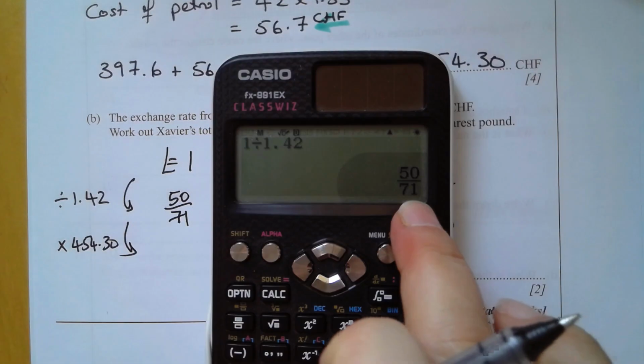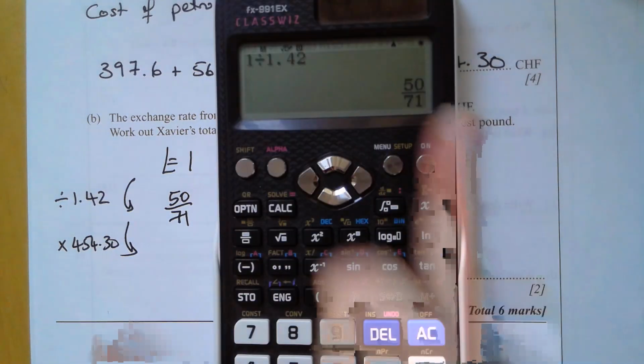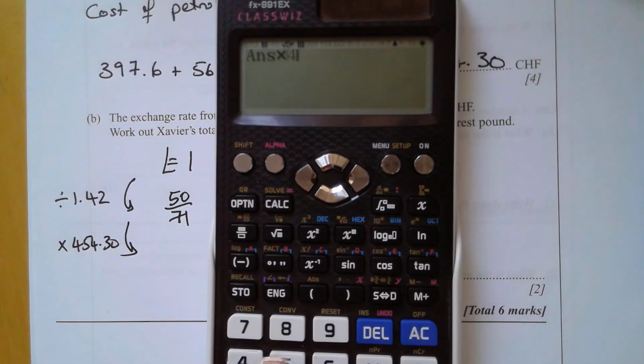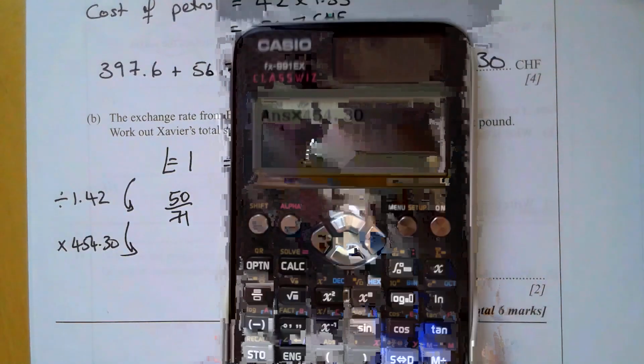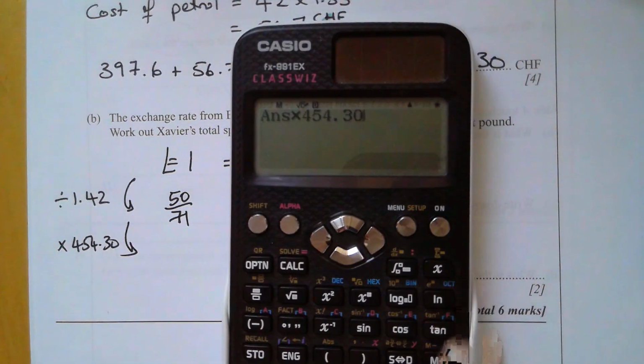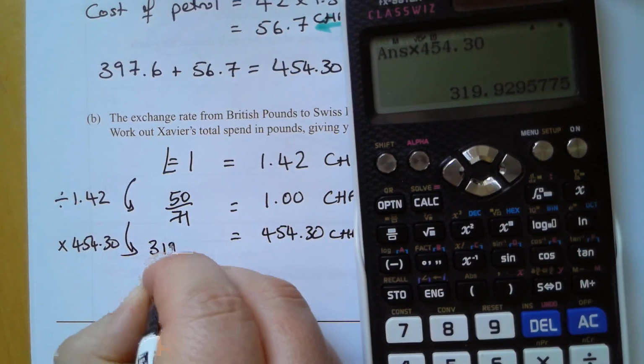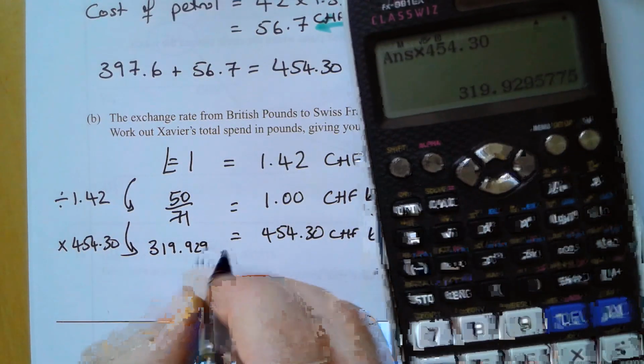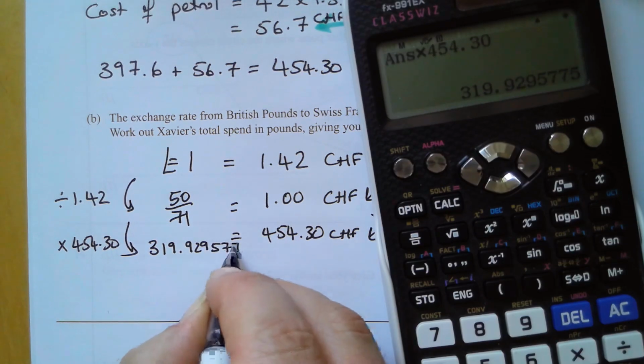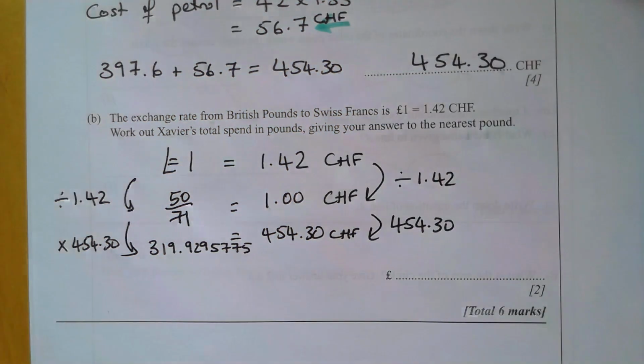So we take the decimal or the fraction we had before and we multiply that by 454.30. All I've done there is press the equal button. That automatically puts the answer in here. The answer is whatever answer we had before. And this answer here, I'm just going to write it out bigger.